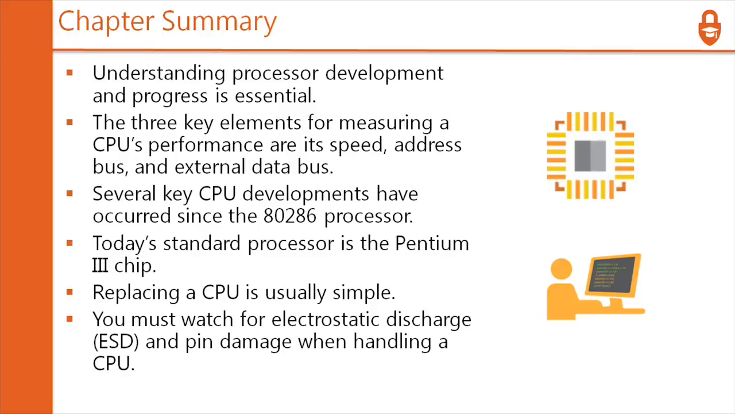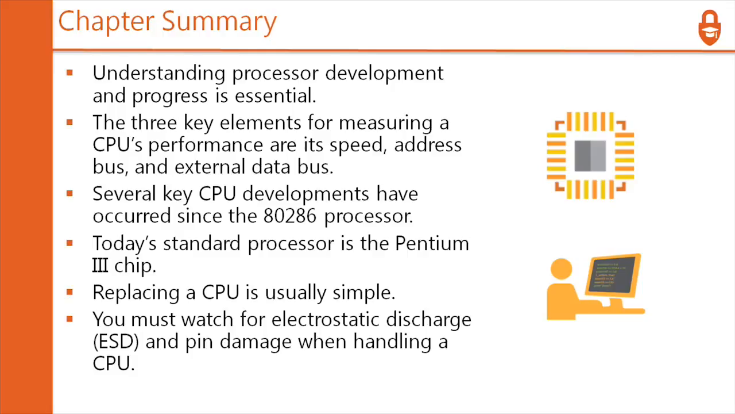The three key elements for measuring a CPU's performance are its speed, address bus, and external data bus. So the address bus and the data bus affect CPU performance: the speed of the CPU, its address bus lines, and its external data bus lines.